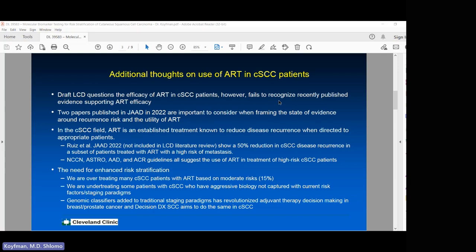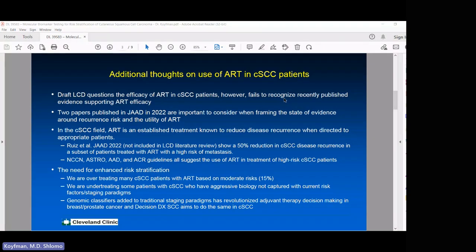And in cutaneous squam, adjuvant radiation essentially, I remember my Mohs surgeons being somewhat shocked when we got our data and they're like, holy crap, Shlomo, you're right. It does reduce the risk of recurrence by 50%, which we know in breast cancer and rectal cancer and cervical cancer and lung cancer and basically every other epithelial tumor, non-mesenchymal tumor, radiation tends to reduce the risk of recurrence by about 50 to 70%. And we found exactly that.